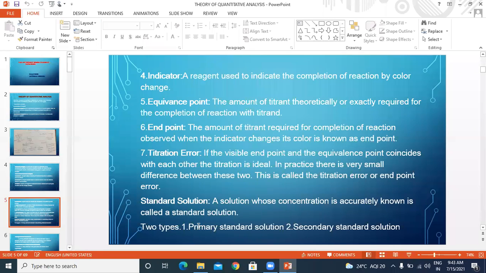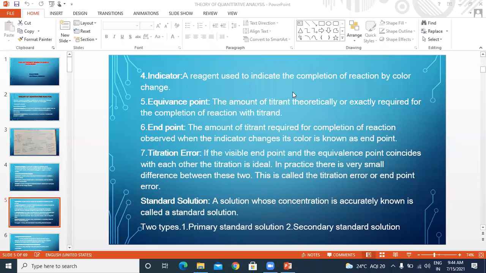So there are two types of standard solutions, basically primary standard and secondary standard solutions. So what are primary, what are secondary? What is the main characteristic of a primary standard solution, and what about the secondary standard solutions, that we have to see now. See, a solution whose concentration is accurately known is called a standard solution, because simply we have to weigh the substance. From that weight of the substance we find the concentration by dissolving the known weight of the substance in either 250 ml or 500 ml or 1 liter of distilled water by taking it in a standard flask.